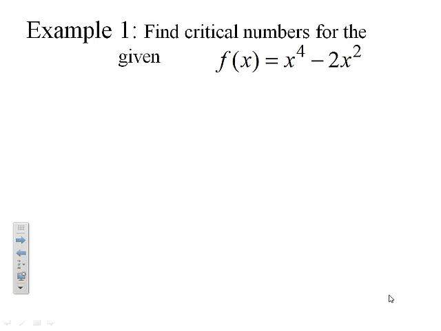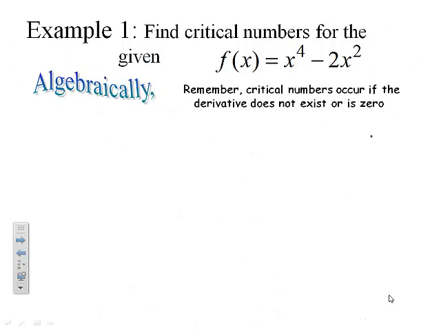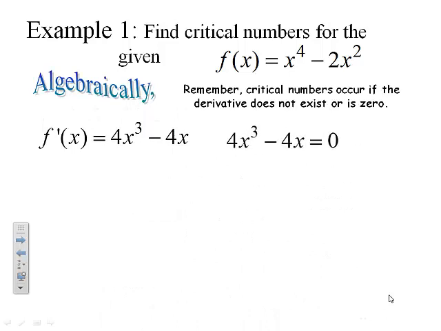I will ask you at some point to find the critical numbers for a function. So you have this function, f of x equals x to the fourth minus 2x squared, and we want to find the critical numbers. Algebraically, we remember that critical numbers occur if the derivative doesn't exist or if it's 0. So we take the derivative, set it equal to 0, and then solve it.